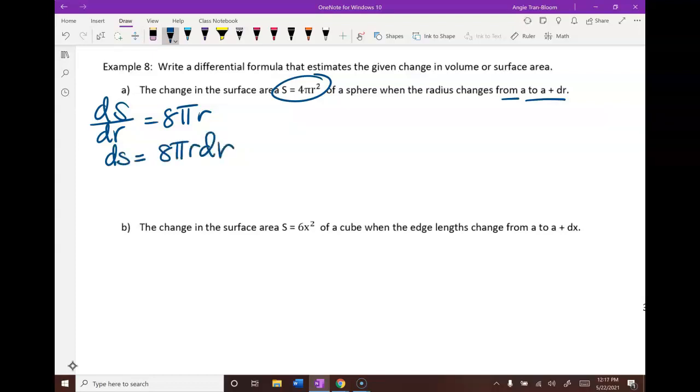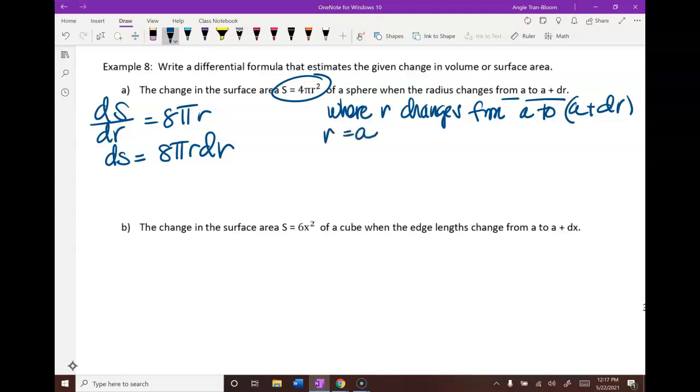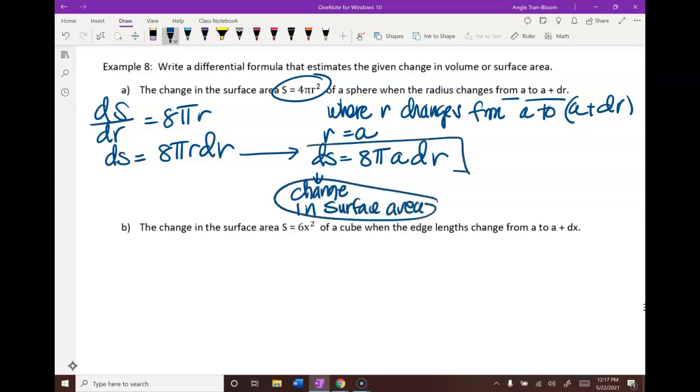Well, in this question, it says, okay, well, give me a formula when it goes from A to A plus dr. Well, when radius changes from A to A plus dr, well, you guys, the formula has radius in there. Well, radius can now be substituted with A. So if that is the case, this is now ds equals 8 pi times a and then times dr. And that's as far as we can go. So ds, students, is the change in surface area. Okay, and box that up.